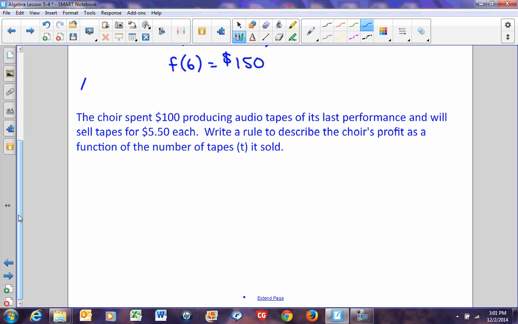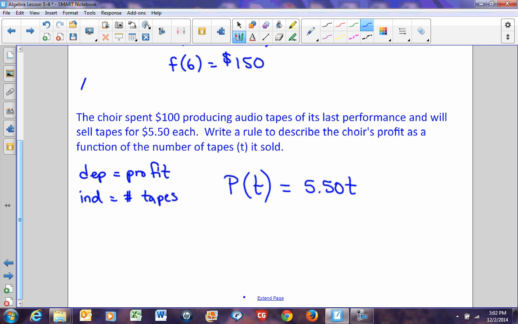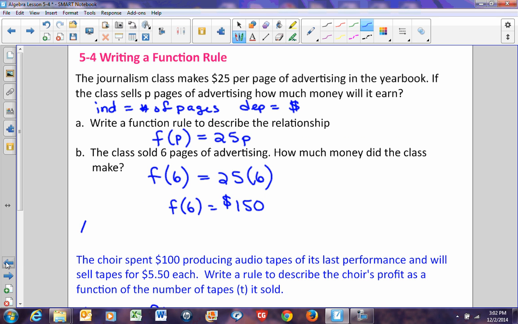So our profit is our dependent variable, and the number of tapes is our independent variable, because the more tapes we sell, the more profit we will make. Our profit is determined by the tapes that we sell, and we get $5.50 per tape, but we had to spend $100 to begin with, so we have to subtract that $100 out because that's not part of our profit. Until we make $100, we're not really making any profit whatsoever. Okay, so this is writing function rules, not a very complicated concept.